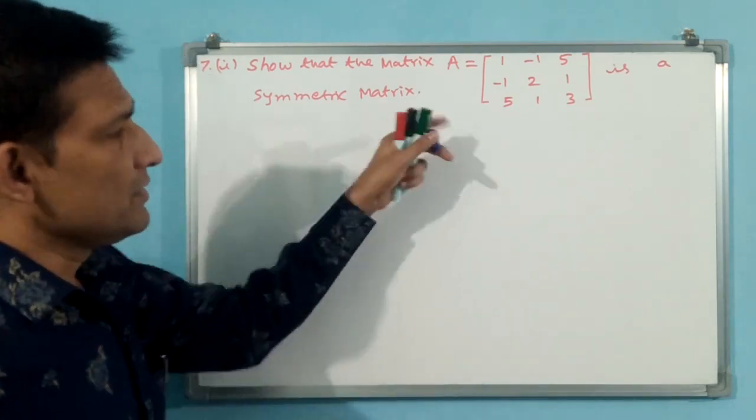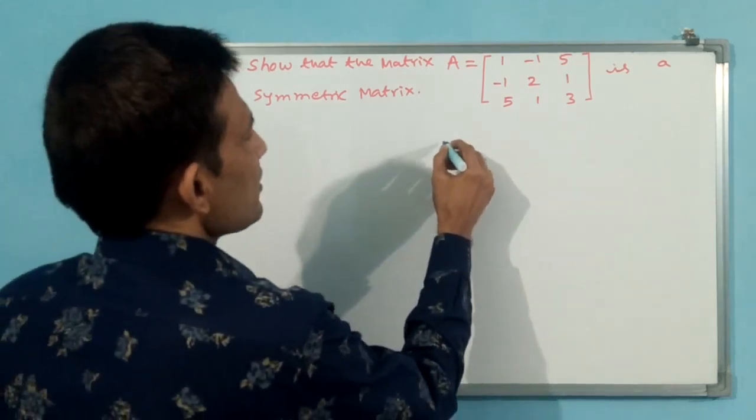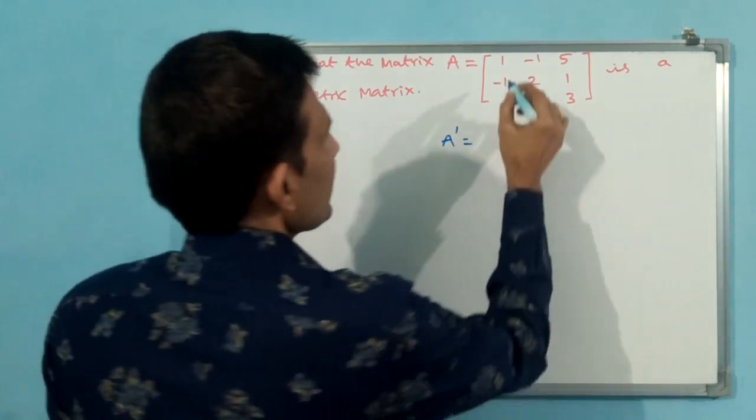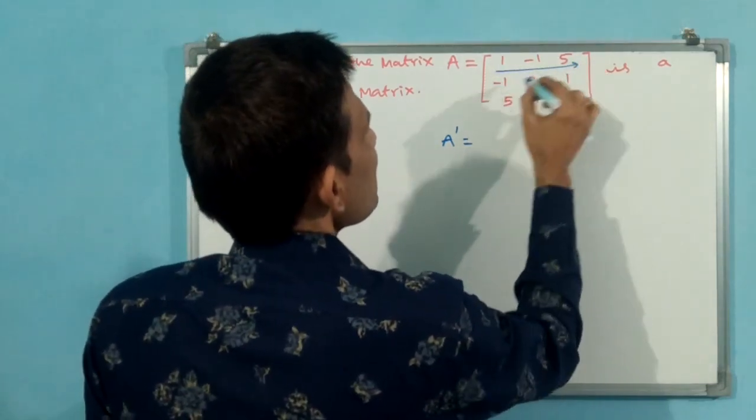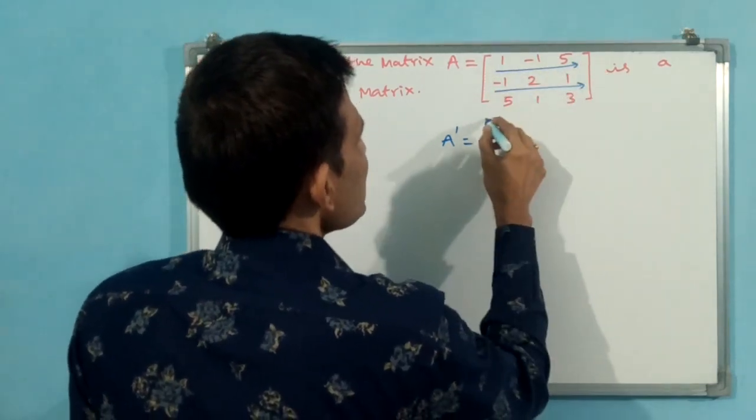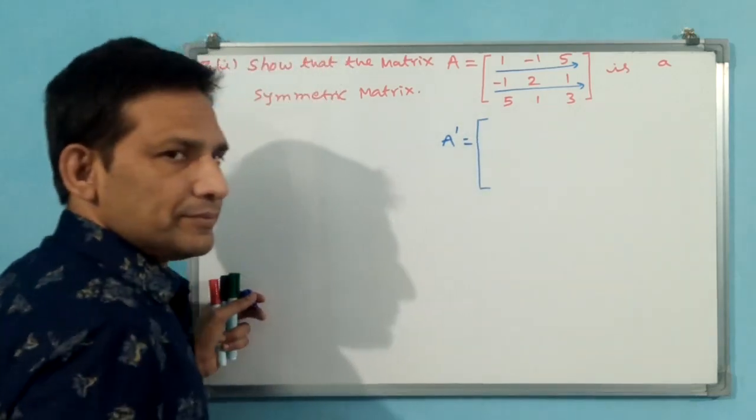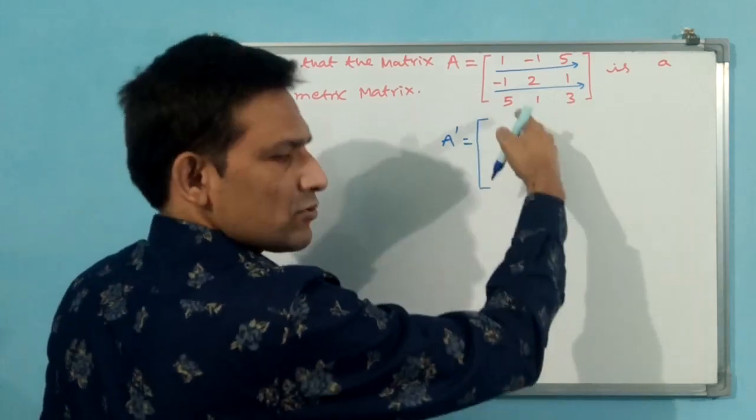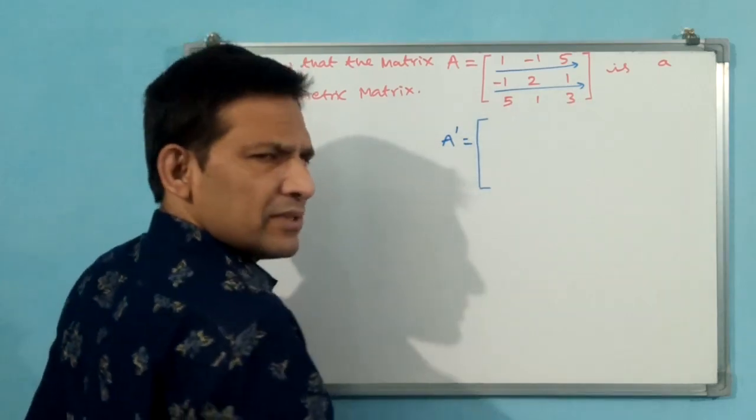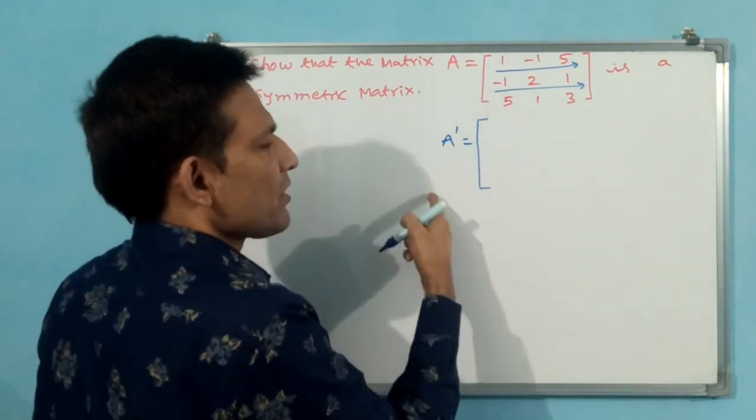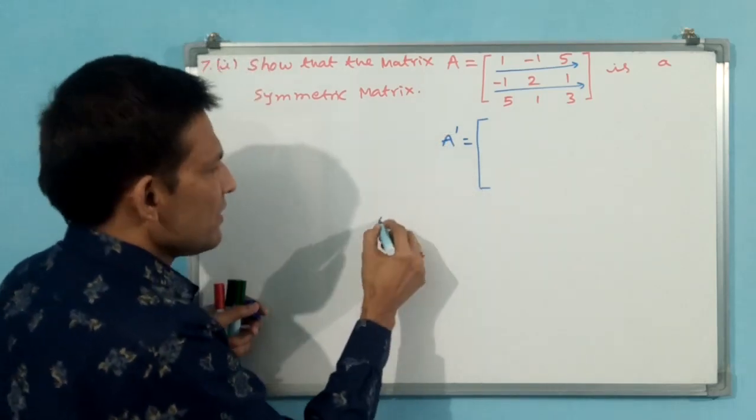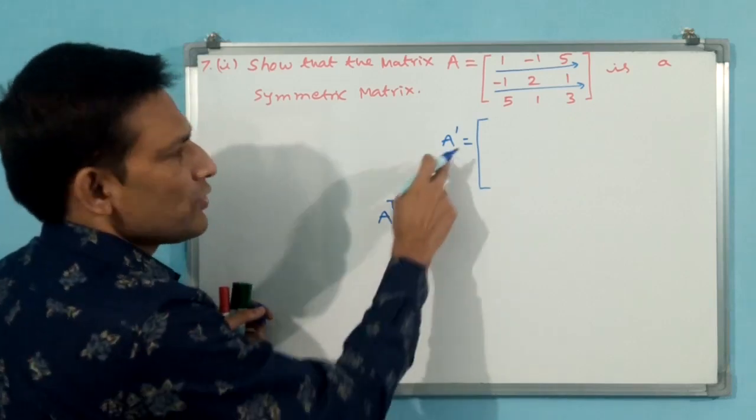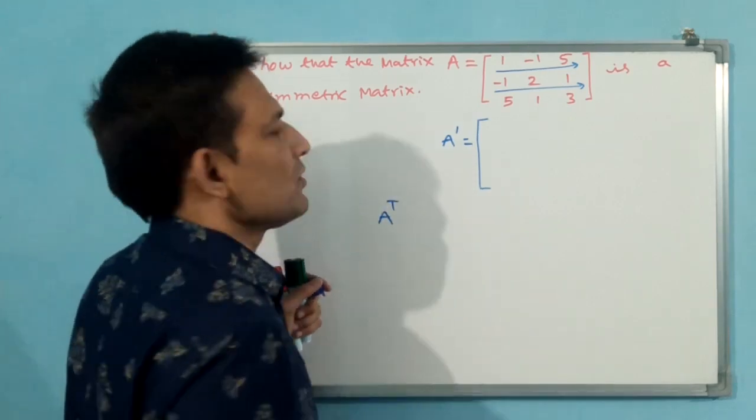See, this is A. Now I am doing A transpose. I am interchanging rows into columns. That means the first row becomes the first column, the second row becomes the second column, and the third row becomes the third column. That is called transpose. The symbol is A dash, A transpose. You can also write A power T, but that is less in practice.